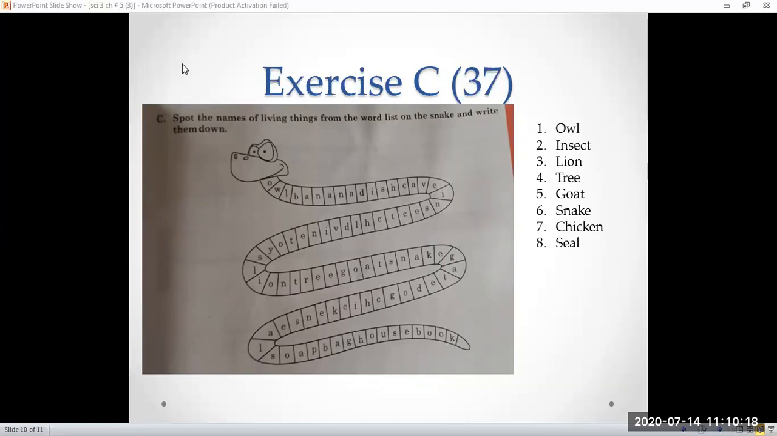Those students who have done it, they can raise their hand so we can move forward. Have you done it? You can nod your head. If you have done it, you can nod your head.